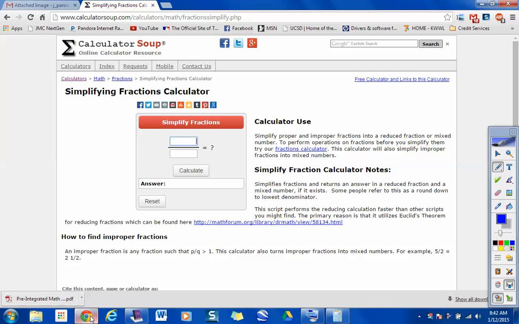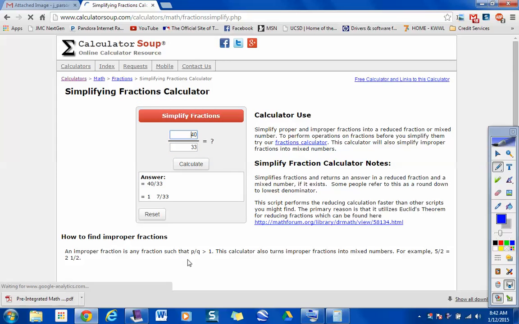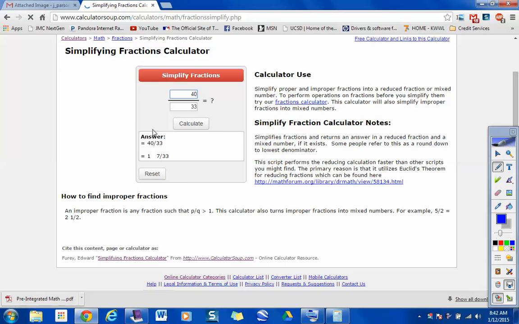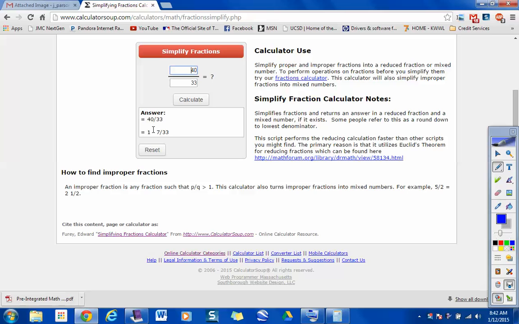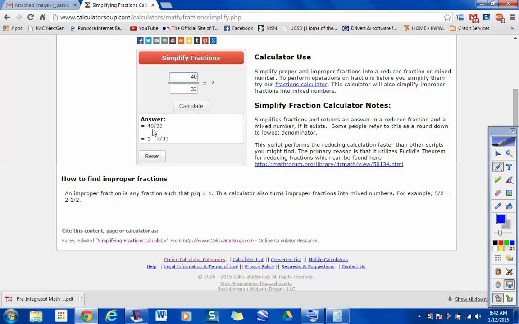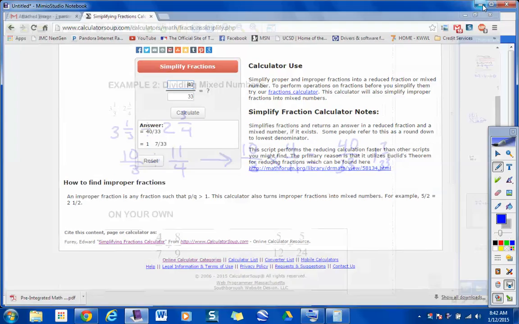What was the numerator again, guys? 40? 40 over 33. Okay, so again, there's absolutely no reason not to have simplest form right here anymore, okay? 1 and 7/33. Are we confirming what we already knew right here? Yeah, okay? So no reason not to simplify anymore.